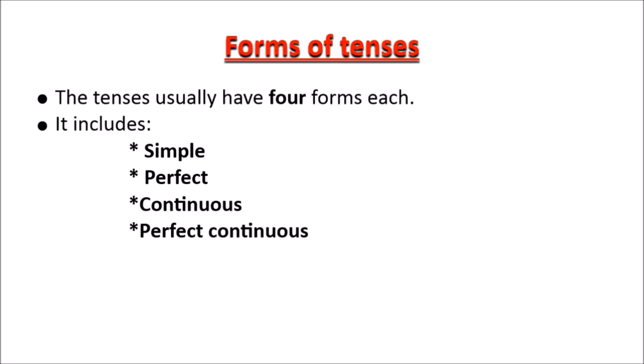Now we are going to learn forms of tenses. The tenses usually have 4 forms each. It includes simple form, perfect form, continuous form and perfect continuous form. So these are the 4 forms of tenses in English. Clear?